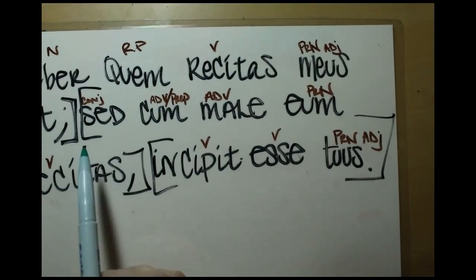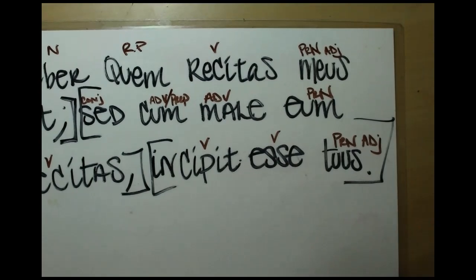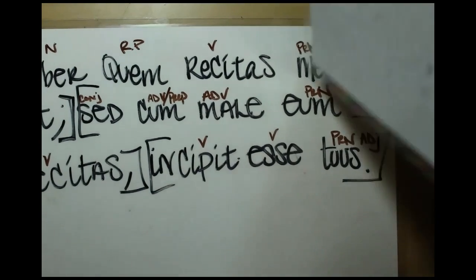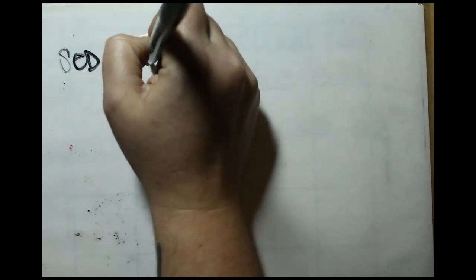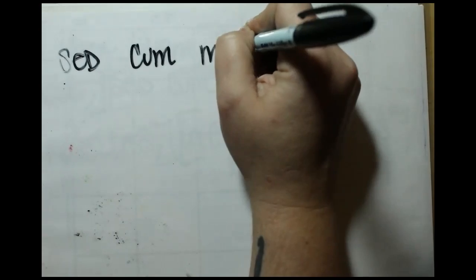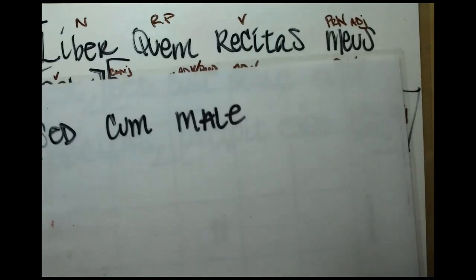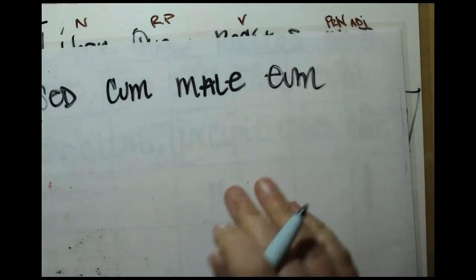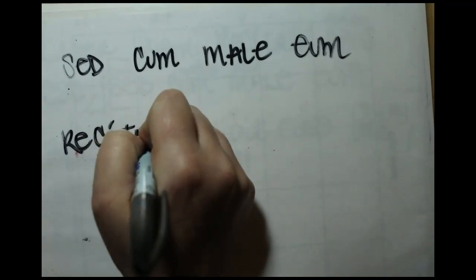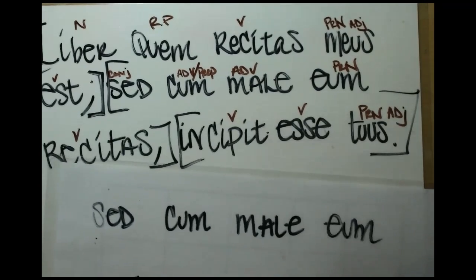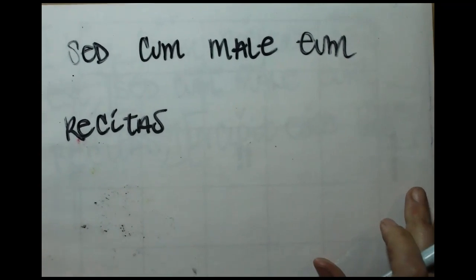Let's move on to the second clause. Sed cum male eum recitas. So sed, make it work. Sed, cum male, eum, recitas. So sed cum male eum recitas. That's the next clause here.